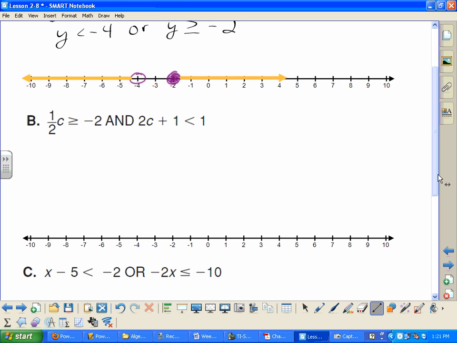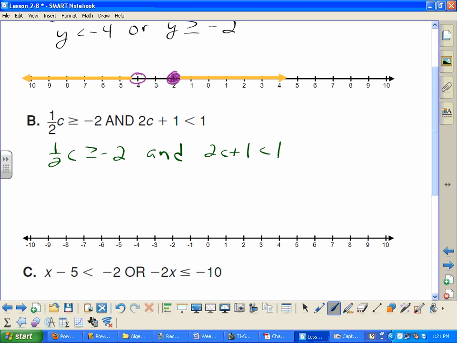Letter B. Here we have another situation where we have two inequalities separated by the word and. So what does that tell you about what the graph's going to look like? Okay, they're going to come together then. So we've got 1/2 c is greater than or equal to -2, and 2c plus 1 is less than 1. All right, so how do I solve this one on the left? What do I do?